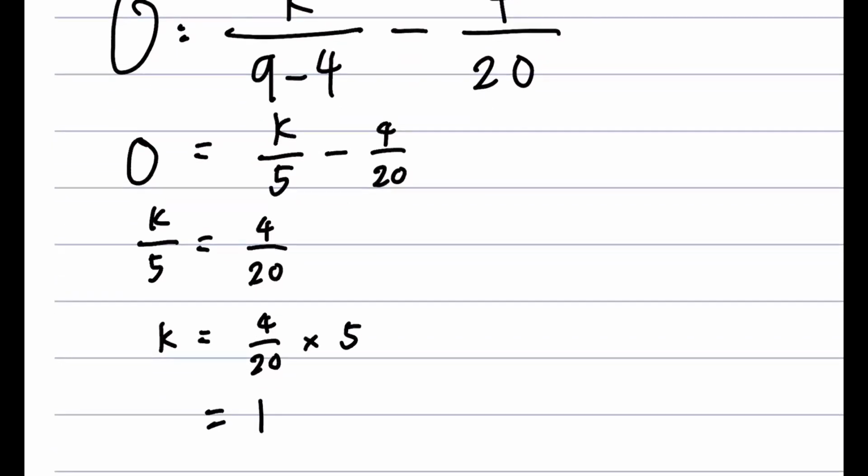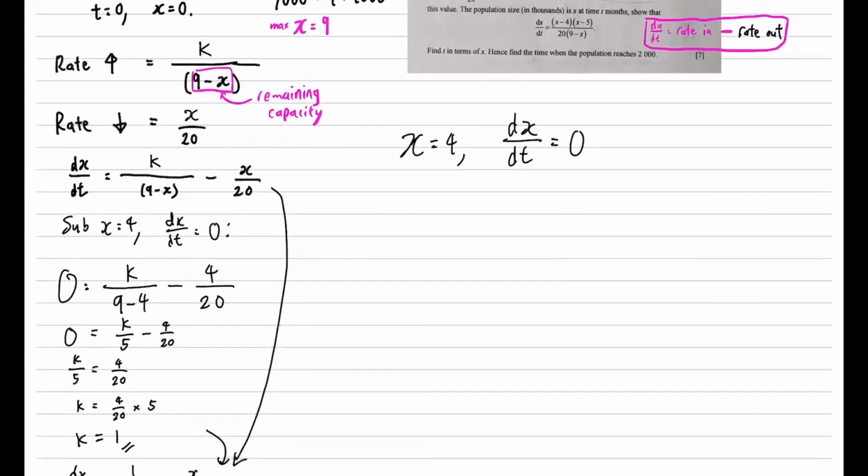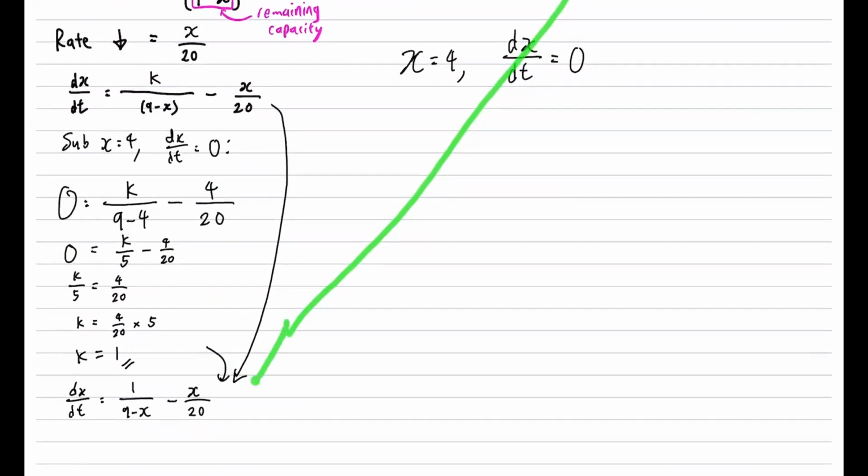Just use a calculator, you get k equals to 1. Okay, good. K is equal to 1. So now we can sub back in. Then therefore, we will get dx by dt equals to 1 over 9 minus x, minus x over 20. But it still looks different. You see, this one is a single fraction, dx by dt. They want us to show that dx by dt is this single fraction. Here we got two terms. How? We can combine them.